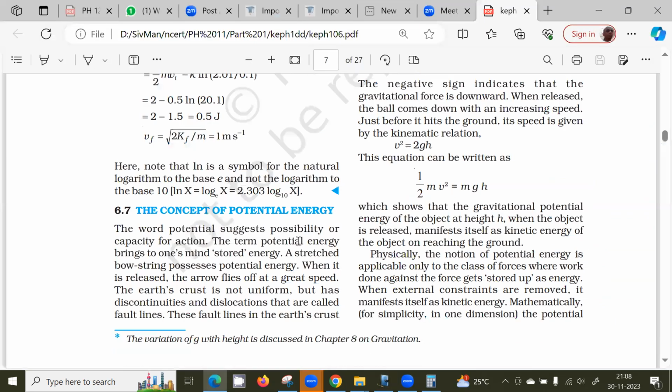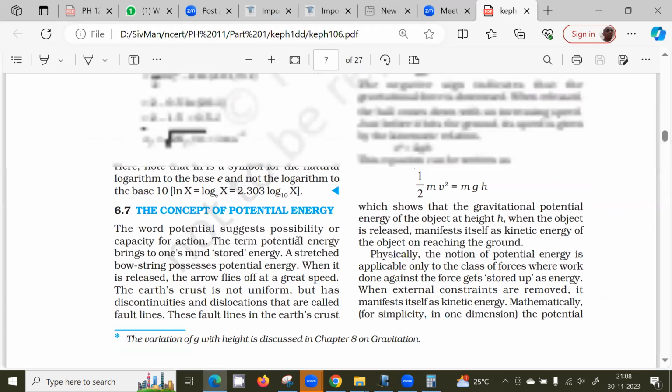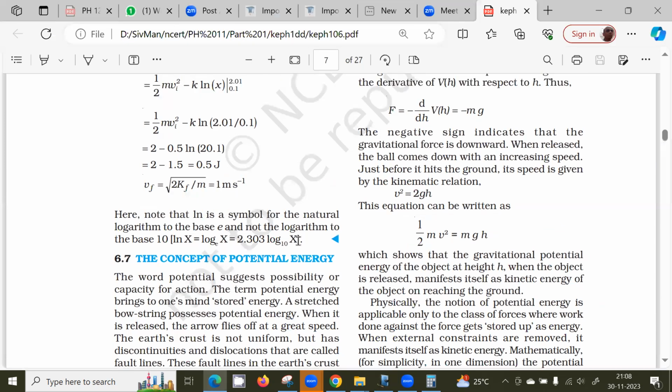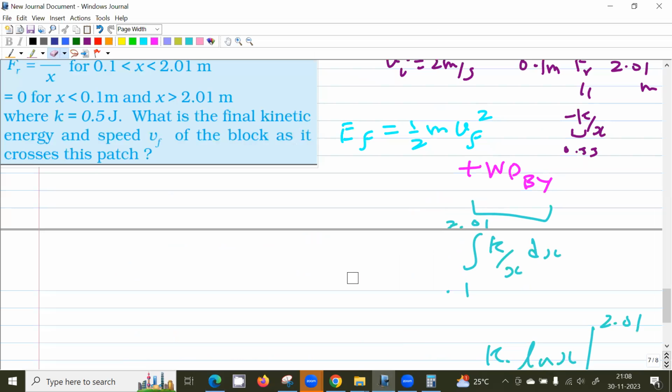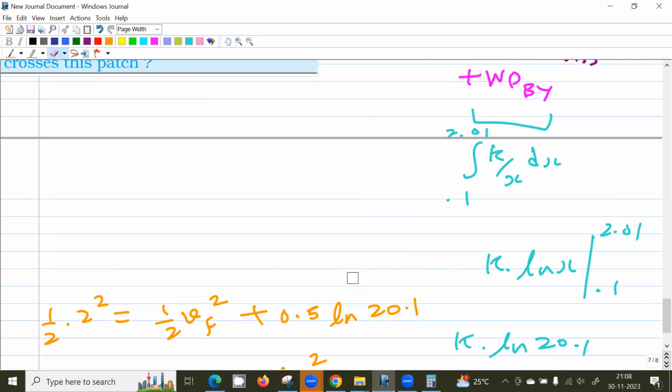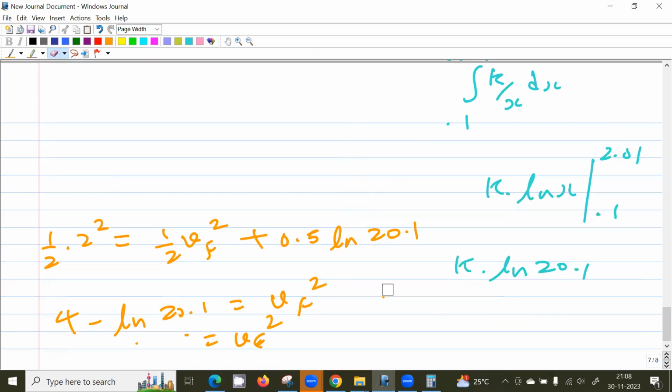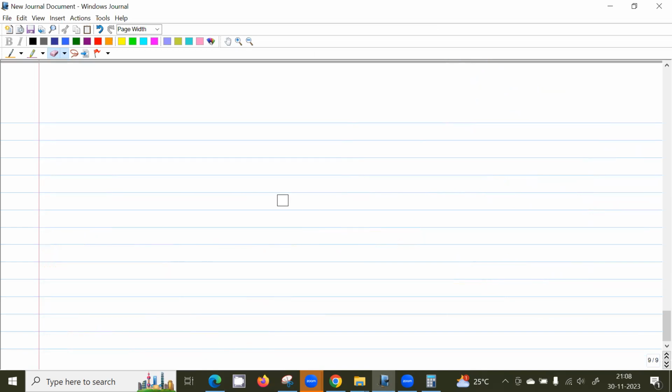Concept of potential energy. Something has got potential means it has got the potential to do work. Okay, so if there's a potential in the system means it has the capability to do some work. So what is an example of potential energy? You should know one is gravitational potential energy, right?